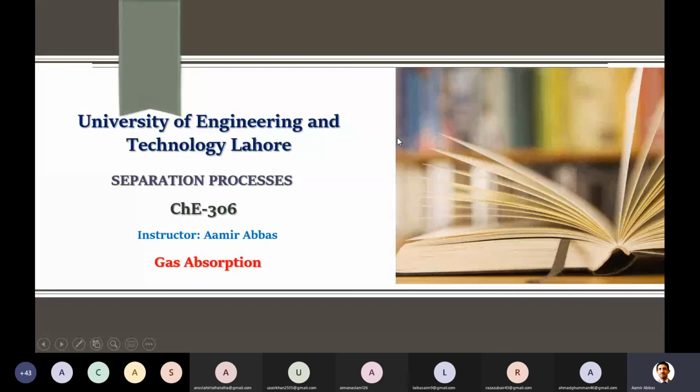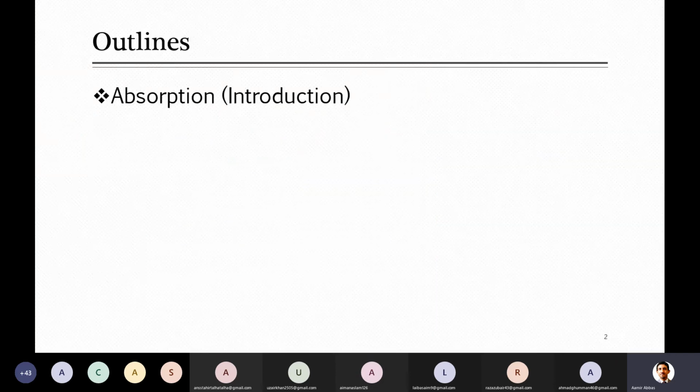Right, Bismillahirrahmanirrahim. So from today we have to start with gas absorption, and now this is a long chapter which will take, I think, some time, like at least 4 to 5 weeks. Hopefully it will be spent on this.